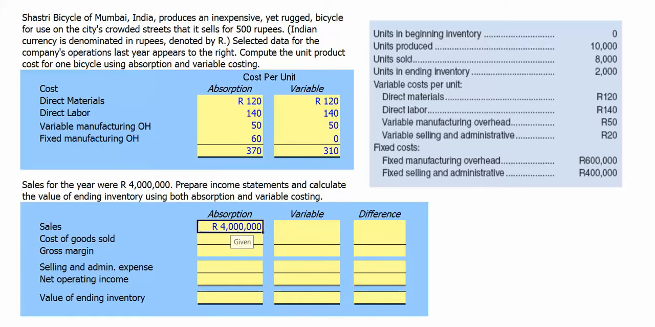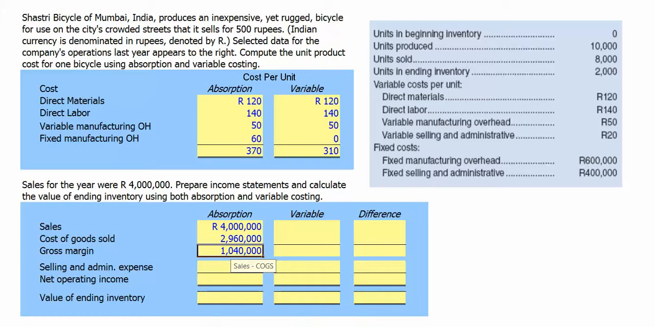Our cost of goods sold then will be 2,960,000 rupees under absorption costing, which is the 8,000 bicycles times 370 rupees per bike, giving us a gross margin of 1,040,000 rupees. And again, that's simply sales minus our cost of goods sold.